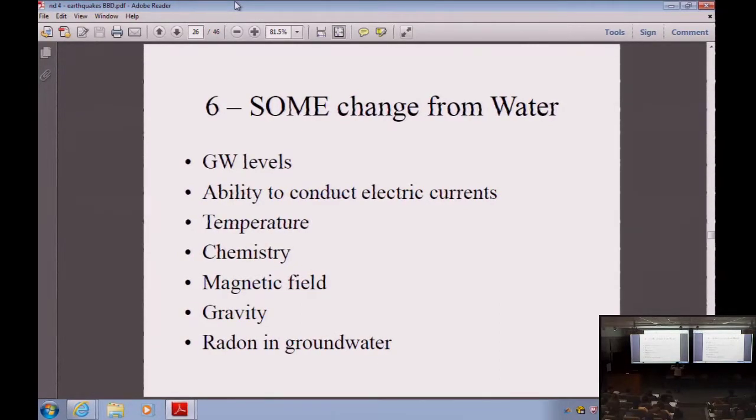So the levels will rise or decline rapidly right before, or the ability to conduct electric currents. What we're talking about here is conductivity, and conductivity is a measure of how many dissolved solutes are in the water. So somehow a bunch of water, maybe that's deep, comes up to the surface and it has a lot more dissolved solutes than the native groundwater at the shallow subsurface. The temperature can rise or fall. Again, along with the ability to conduct electric currents, there's a rapid change in the chemistry and jumping down to the bottom, including radon, a radioactive gas that can suddenly appear in groundwater wells right before an earthquake.